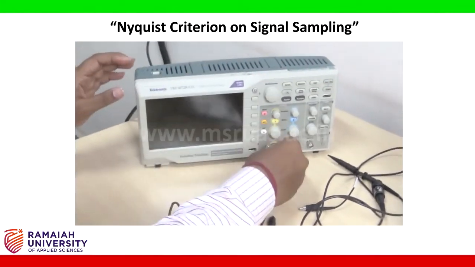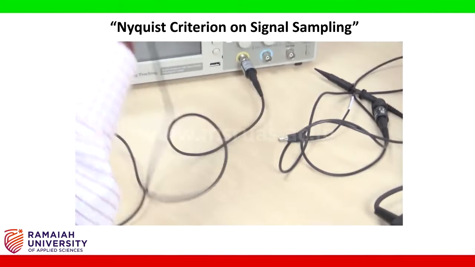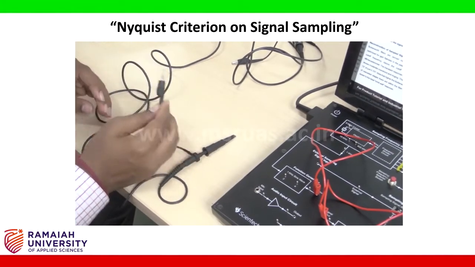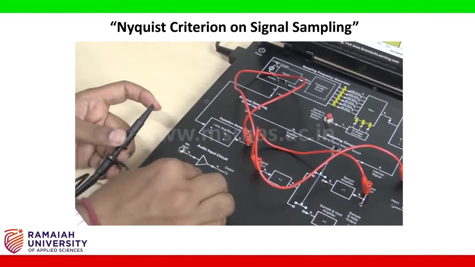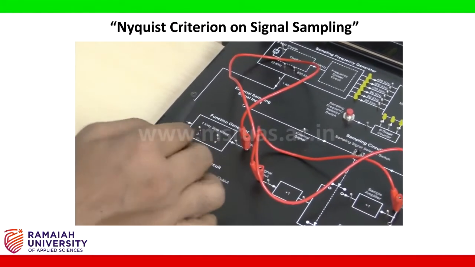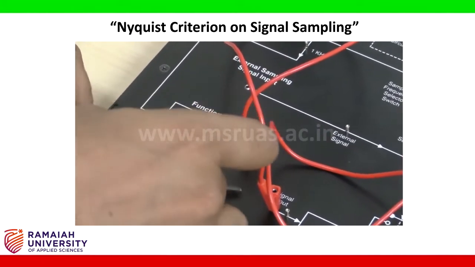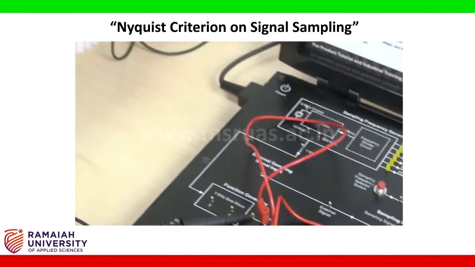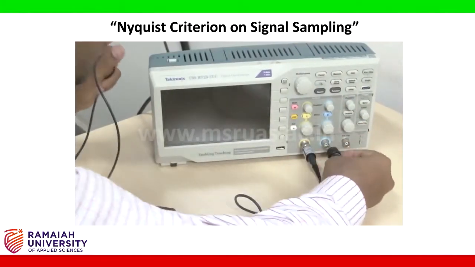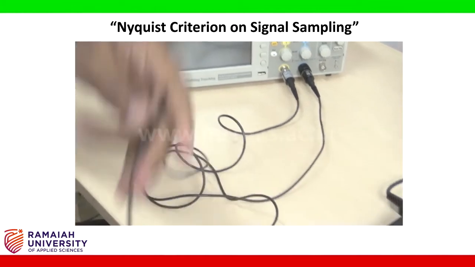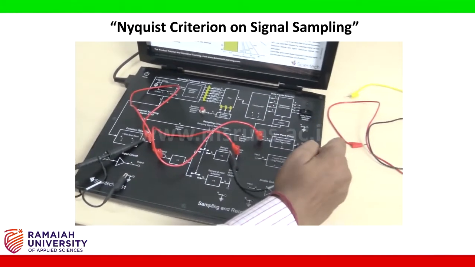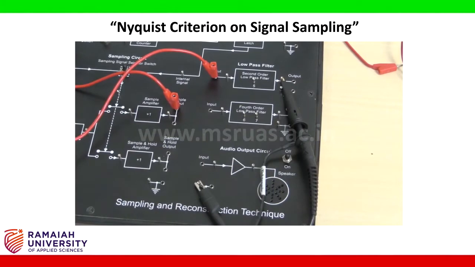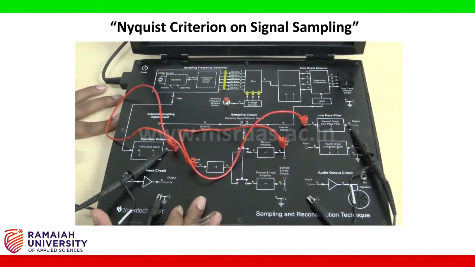Take the probe of the digital oscilloscope and connect it to the first channel. This is the positive point, and this is the negative. Negative will be connected to the ground and positive will be connected to the output of the function generator. Then the second probe will be connected to the second channel. Positive will be connected to the output of the filter, and the negative will be connected to the ground. This completes the connection. Now switch on the power supply.